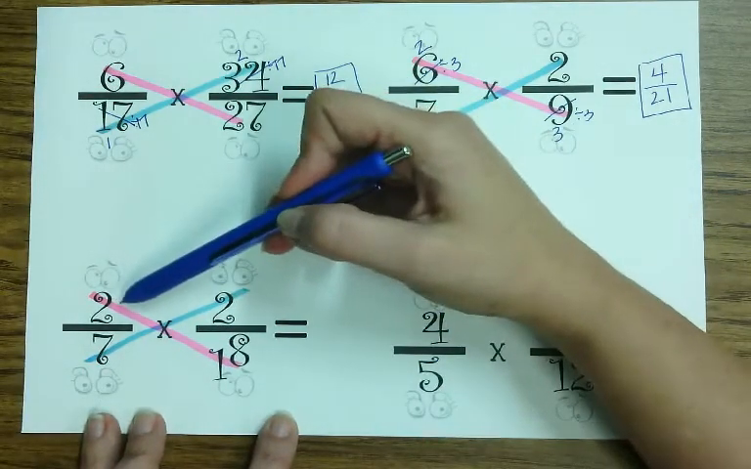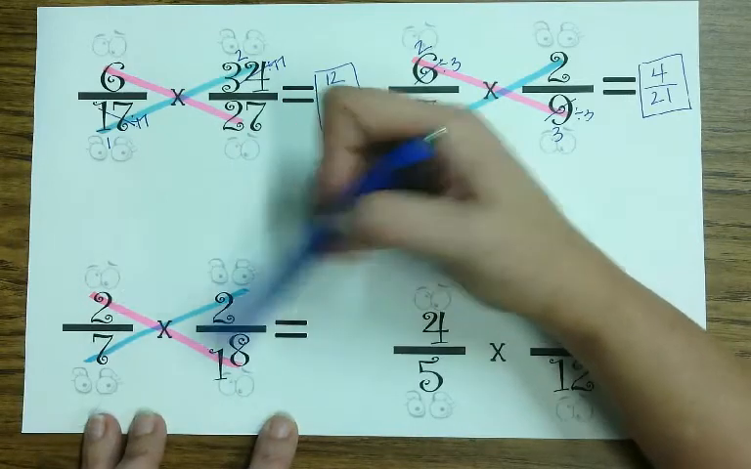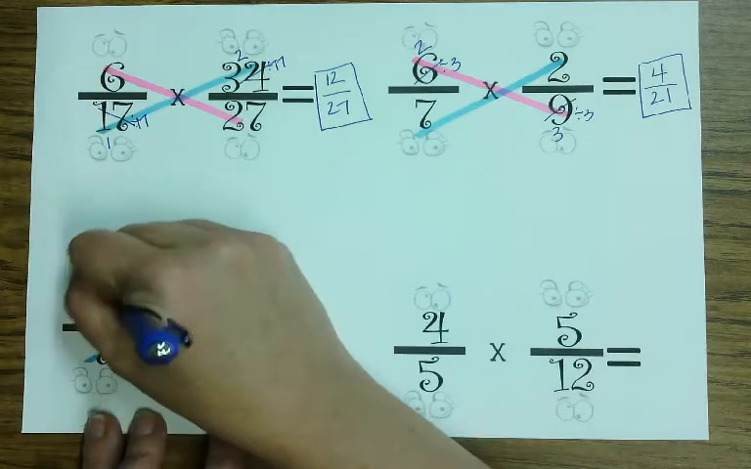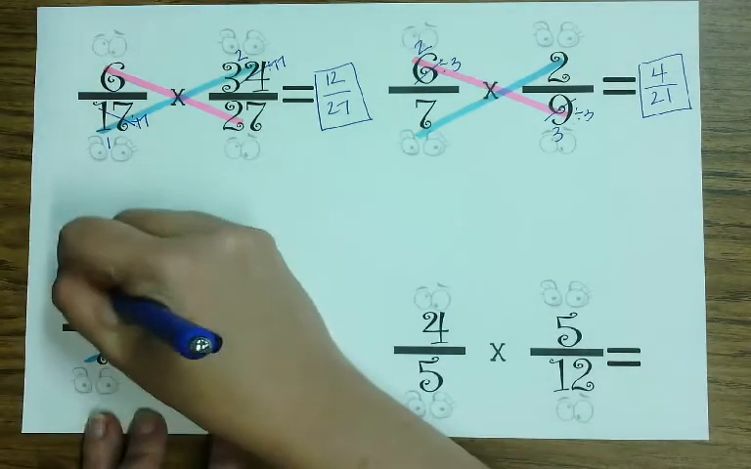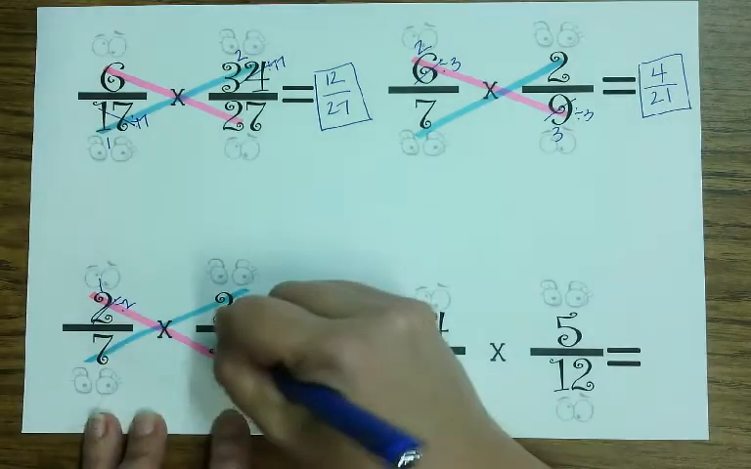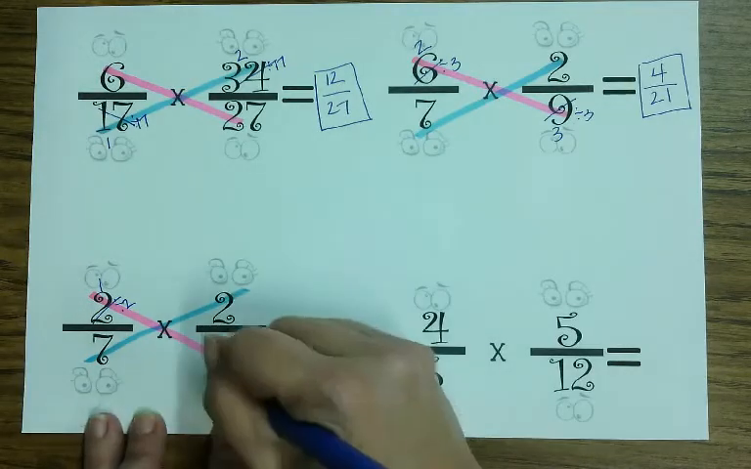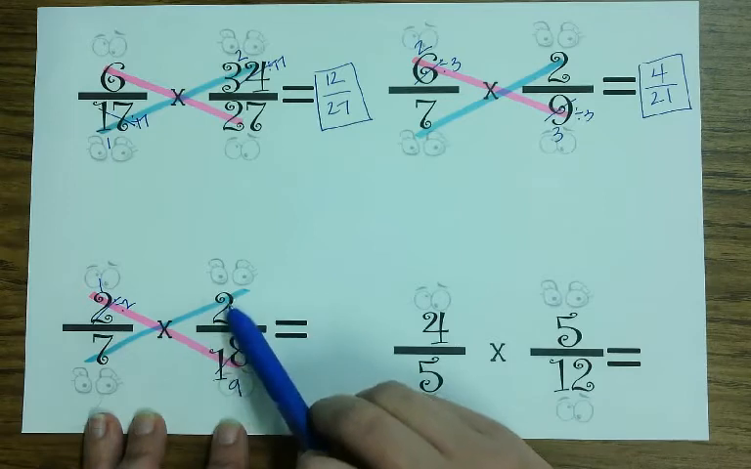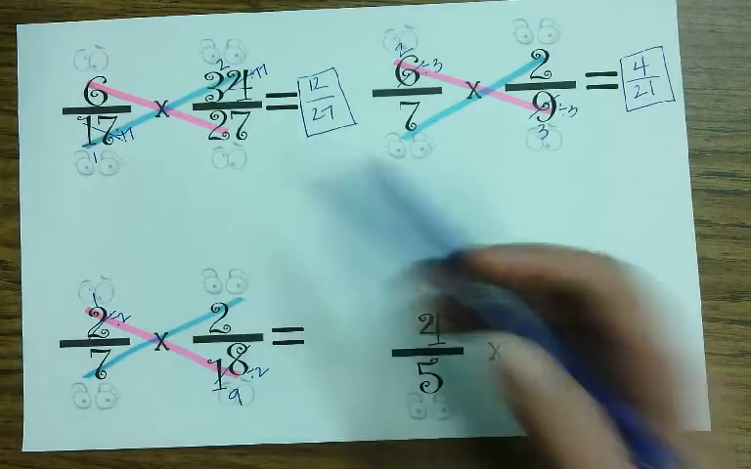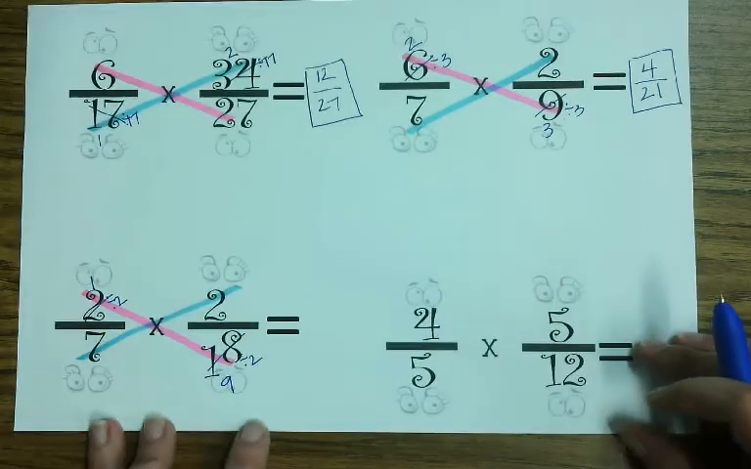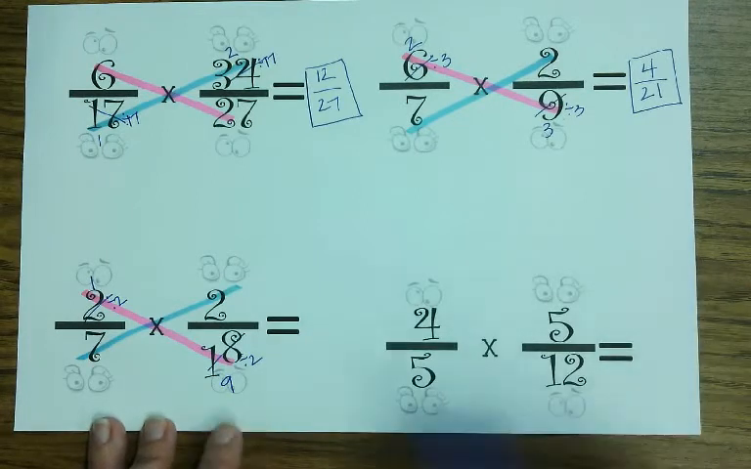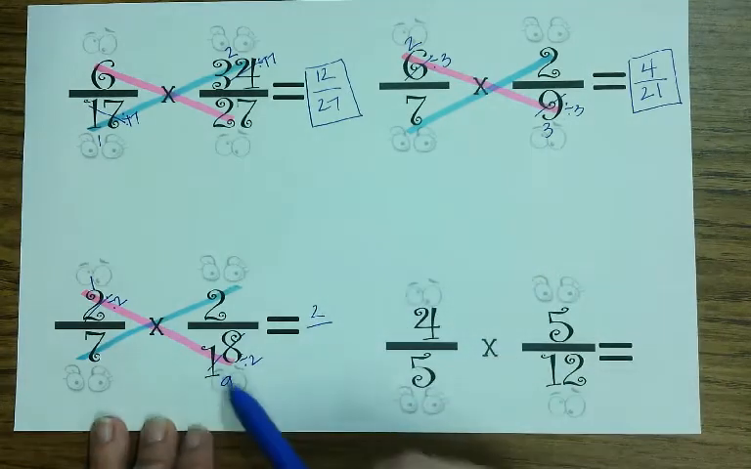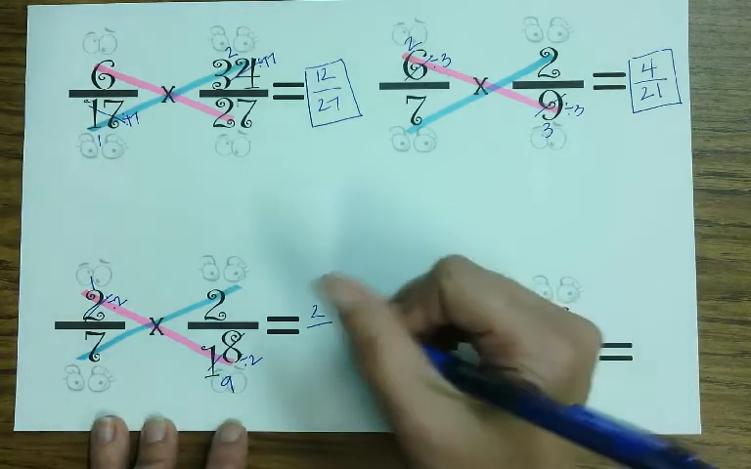Okay, one pair of cross eyes in our next example is 2 and 18. These share a common factor of 2. So 2 divided by 2 is 1. 18 divided by 2 is 9. Again, we have 2 and 7 across from each other, which we already know do not share any common factors, so we'll leave them alone. So 1 times 2 is 2, and 7 times 9 is 63.